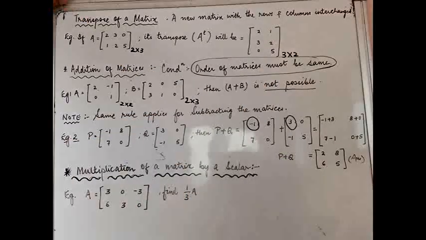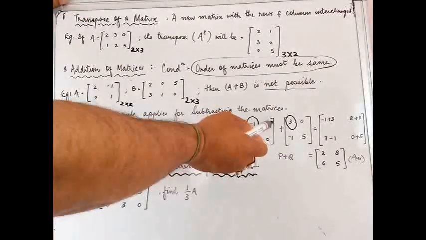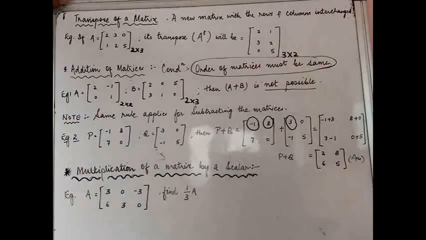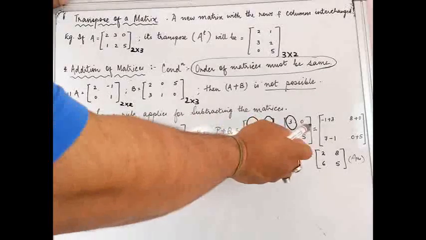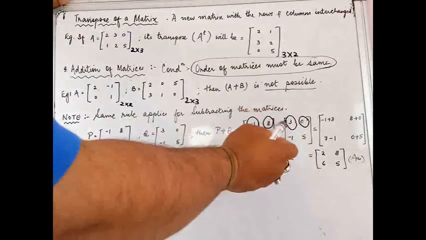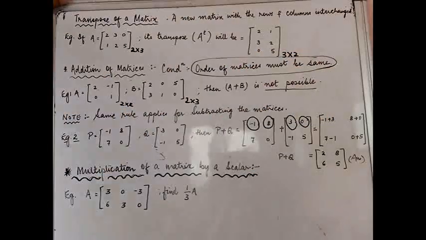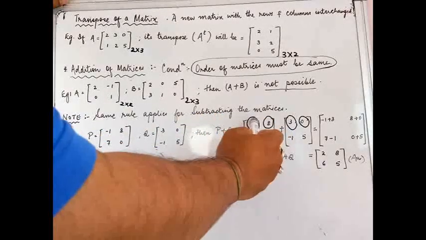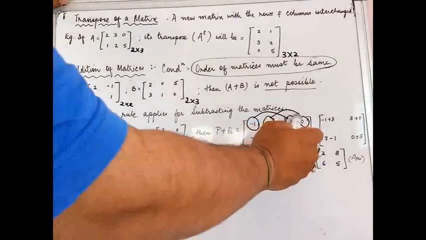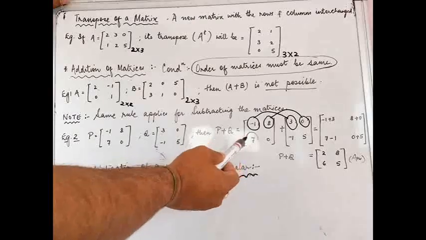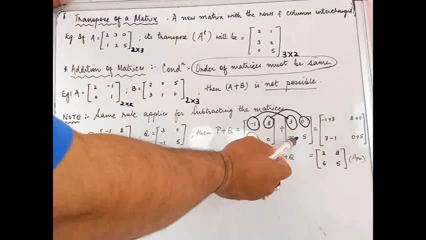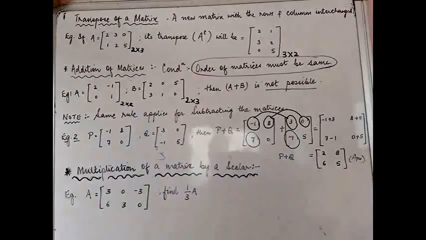Then in the next step, you will add the individual corresponding entries or the elements. The very first element of P has to be added with the very first element of the Q matrix. So minus 1 is going to be added with 3. Similarly, the second entry in the first row should be added with the second entry in the first row of the next matrix also. So this has to be added with 0, so 8 plus 0. Similarly, this entry over here will be added with this entry over here. Why? Because these are corresponding entries.